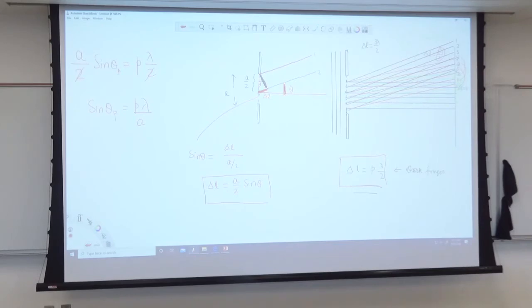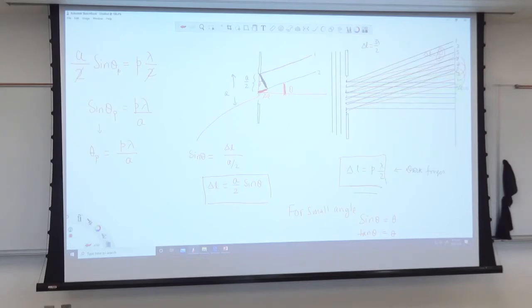Now if this angle is really small, sometimes we can use something called the small angle approximation. For small angles, when angles are small, sine theta could be written as theta, and also tan theta could be written as theta. Okay, this is true for any small angles. So for small angle, we can write this as theta p is equal to p lambda over a.